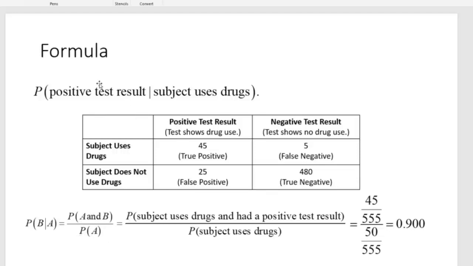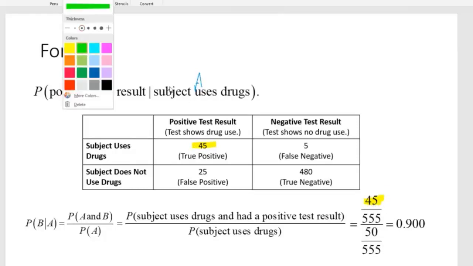So now let's interpret that A and B based upon what's up here. When you look at the way this is given, this is the probability of B, and then the subject uses drugs is going to be the given, and so that's A. So that means to interpret the probability of A and B, we're looking at the probability the subject uses drugs and had a positive test result. So the subject uses drugs, that's on this row, positive test result, that's here, and that 45 is where this 45 came from.